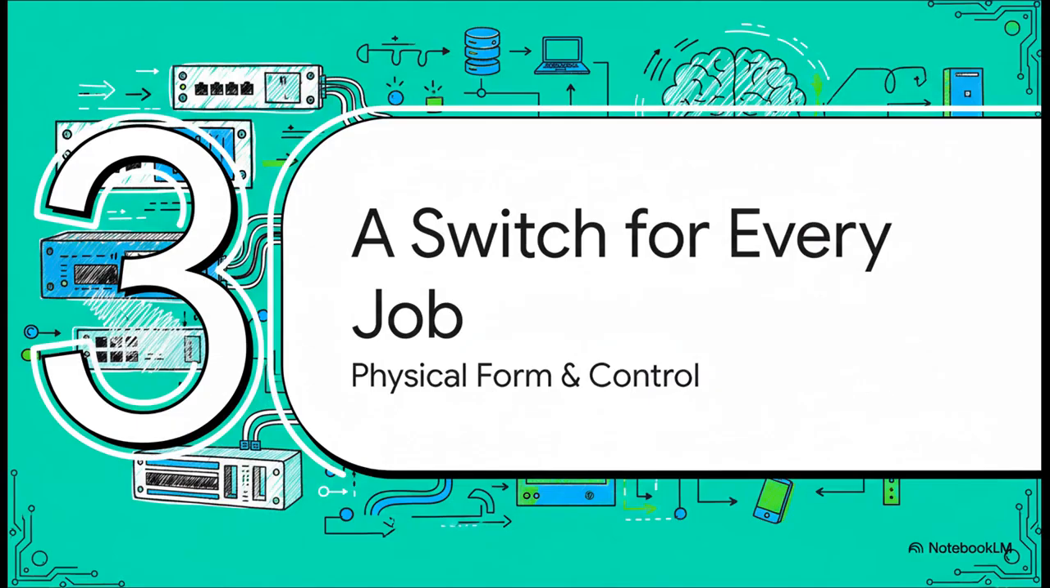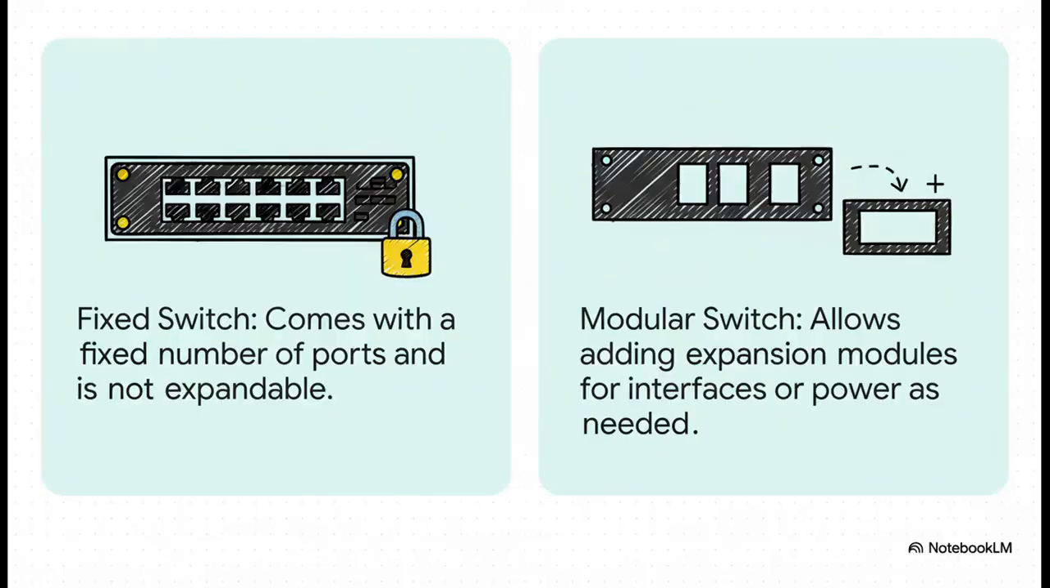Okay, so now that we know how these switches think, let's take a look at their physical forms, and just as important, how much control we actually have over them. Because the hardware you pick has a huge impact on what your network can do. First up, let's talk about expandability. A fixed switch is pretty simple. It has a set number of ports, and that's it. It's perfect for a small network that isn't really going to change. A modular switch, though, is a whole different ballgame. It's built for growth. You can actually add more ports, extra power supplies, or more cooling fans as your needs get bigger. It's really all about planning for the future.